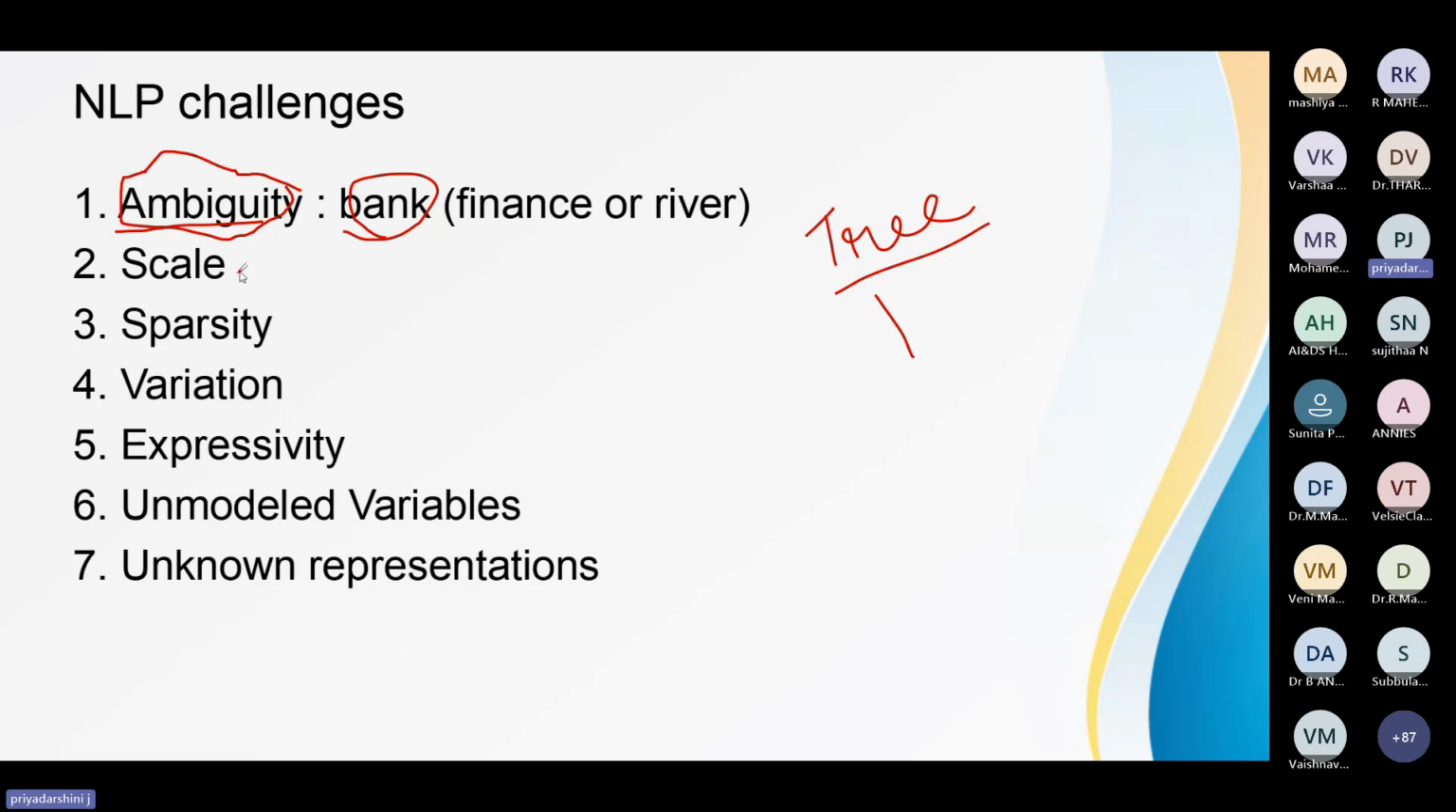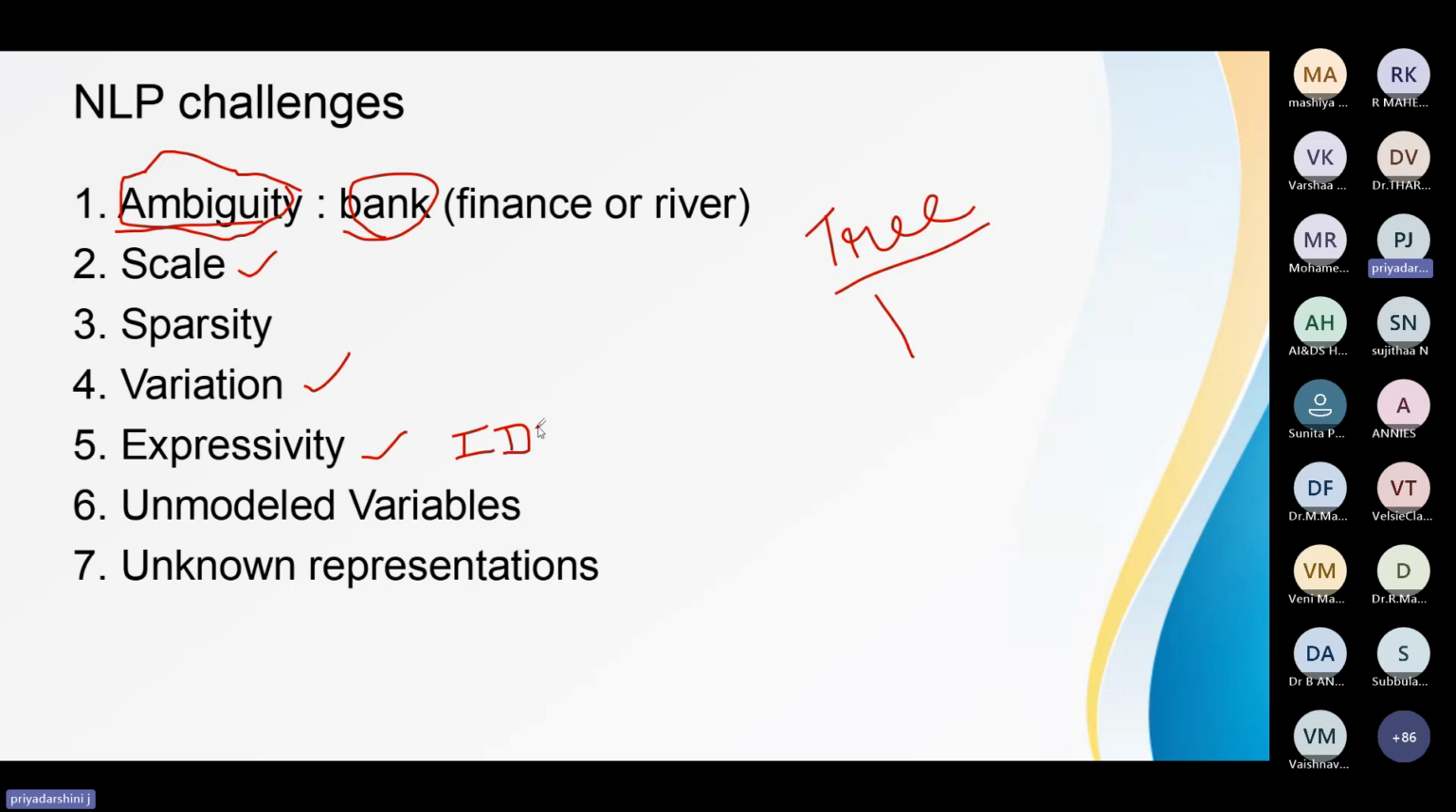Then coming to scale, we have English itself in different versions: British English, American English, Indian English. So the scale, the sparsity, the variations, each and every word and the accent in which we talk, everything matters. Expressivity also. What happens nowadays? When we ask kids a question, their answer is IDK.